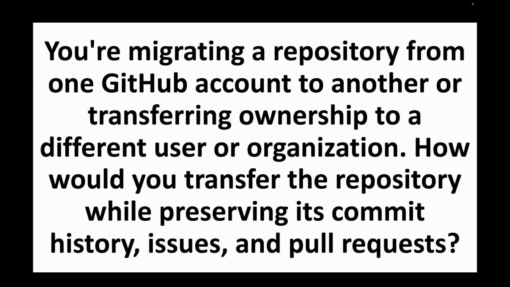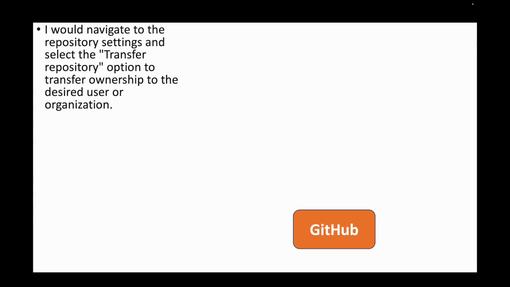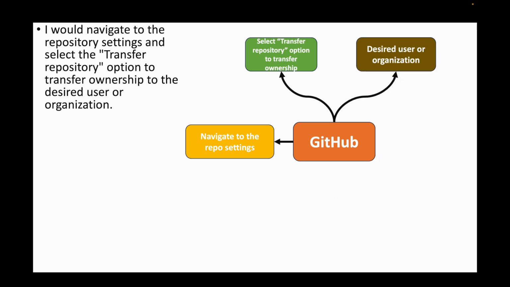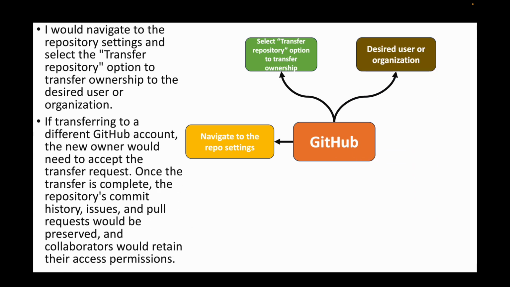Next question we have is, you're migrating a repository from one GitHub account to another or transferring ownership to a different user or organization. How would you transfer the repository while preserving the commit history, issues, and pull requests? So for this, again, we can navigate to the settings section in the repository, and we should be able to see an option, transfer repository, that will help us to transfer the ownership. Now, we can either transfer the ownership to a desired user or to an organization.